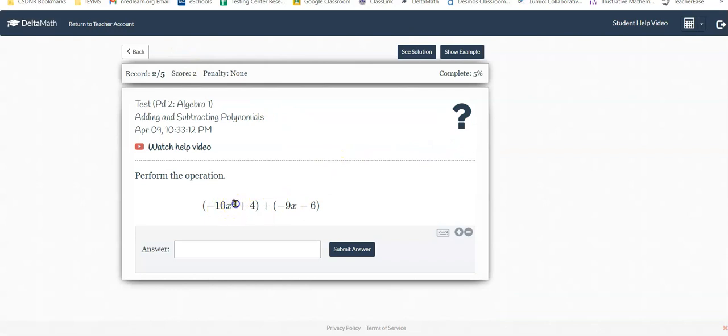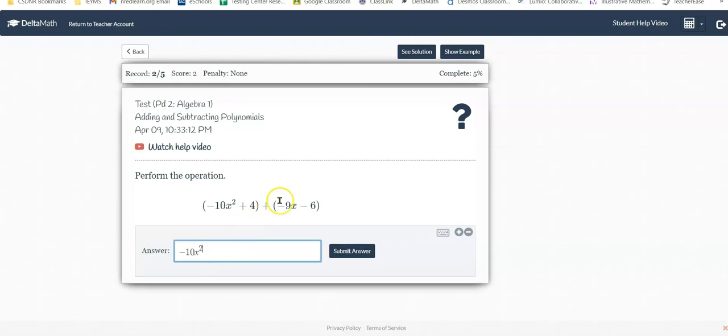All right, again, my highest degree here is x squared. There's nothing to combine it with, so this one will remain the same. 4 is a constant, but this one has a degree of 1, so that goes second, negative 9x. And then plus 4 with minus 6 is minus 2.